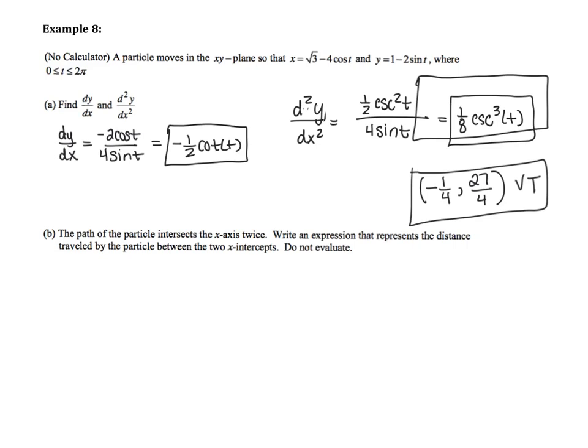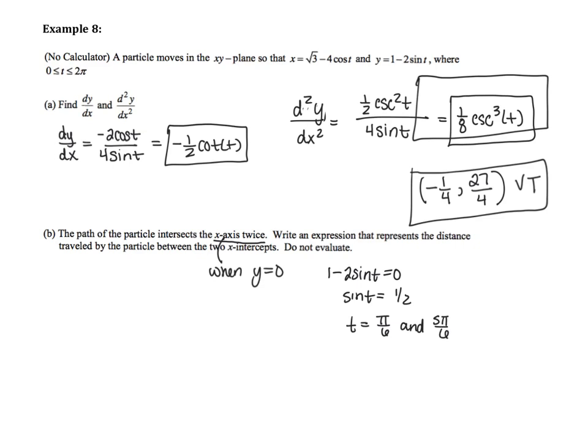So let's figure out when this thing is going to intercept the x-axis. That's going to happen when y is equal to 0. So if I find when y is equal to 0, I'm looking at 1 plus 2 sine of t equaling 0. And when I solve for sine of t, I end up with sine of t equals 1/2. And I know that happens twice along the interval from 0 to 2 pi. It happens at pi over 6, and then again at 5 pi over 6, in quadrants 1 and 2.